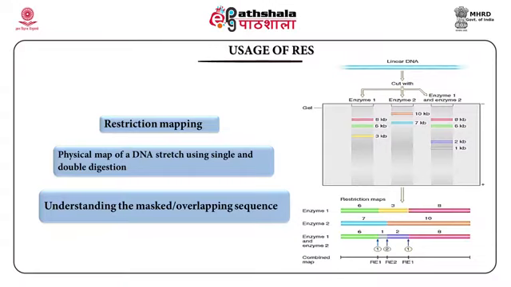And you can see, suppose I use enzyme 1 and enzyme 2 together, what would happen? You can have intermediate sequence which was masked in single digestion, that is, using just one restriction enzyme. So instead of using one restriction enzyme, if we go for two restriction enzymes, we can have a better understanding of the physical map or physical length of a particular DNA.